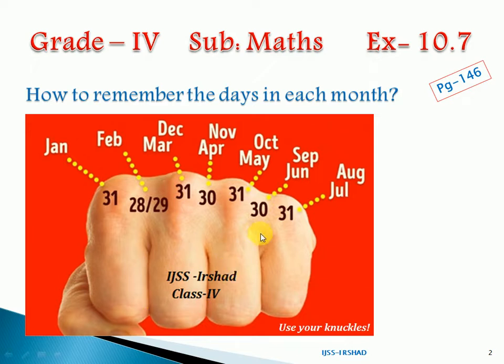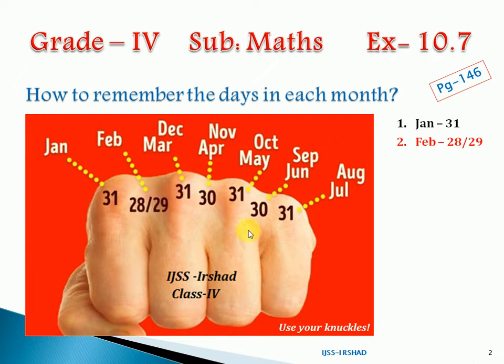So from this knuckles diagram, you can say in January how many days are there. You can see January having 31 days as it stands on a knuckle, and February 28 or 29 days. You all know generally February having 28 days, but after each 3 years, means in the 4th year, it will have 29 days in February, which is called leap year. You can see here, that's why I have written 28/29. So February will have 28 days and 29 days in a leap year.